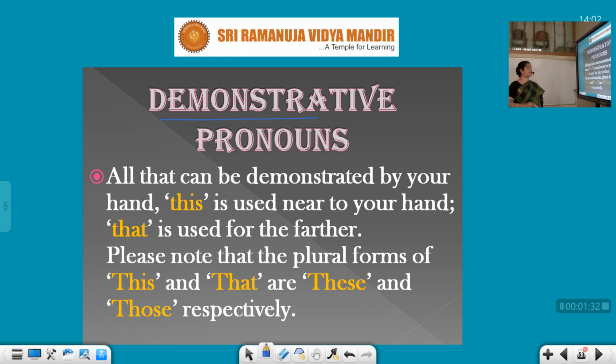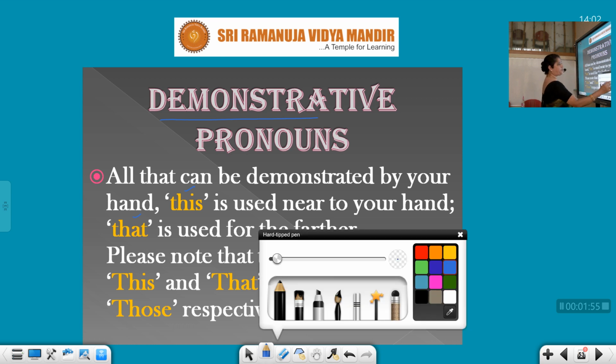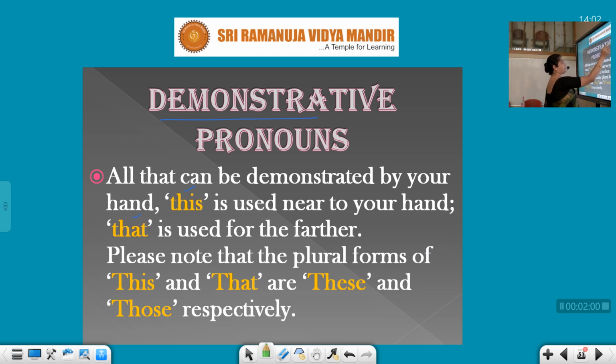What is the meaning of demonstrative pronoun? All that can be demonstrated by your hand. This is used near to your hand. That is used for the further. Now, you already know the meaning of this and that. So, what does a demonstrative pronoun say, students? The meaning of a demonstrative pronoun is to show. The dictionary meaning of demonstration is to show.